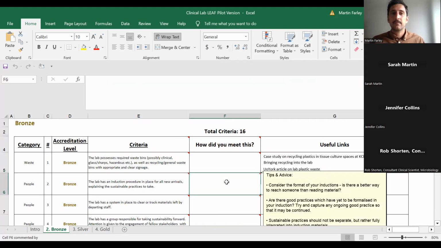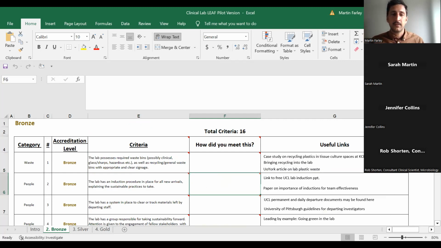And the idea, but I'd love to get your feedback, is that I would take these actions and put them into the tool that I showed you.